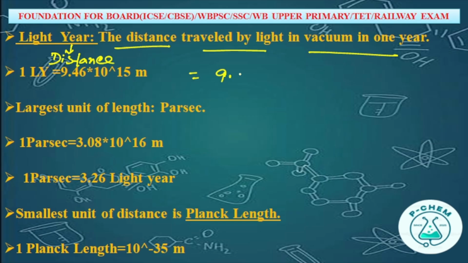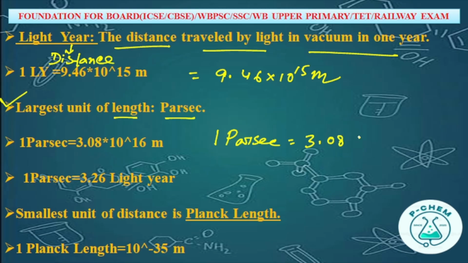9.46 into 10 to the power 15 meter. Largest unit of length is parsec. 1 parsec is equal to 3.08 into 10 to the power 16 meter.